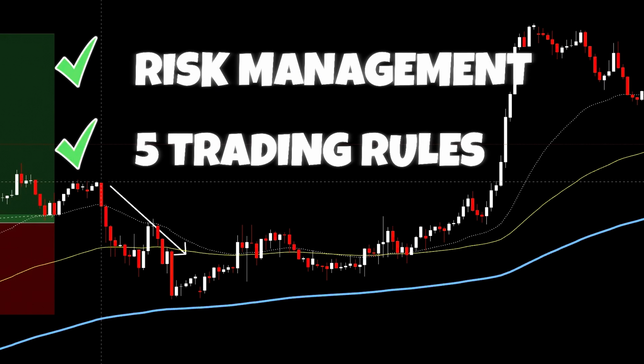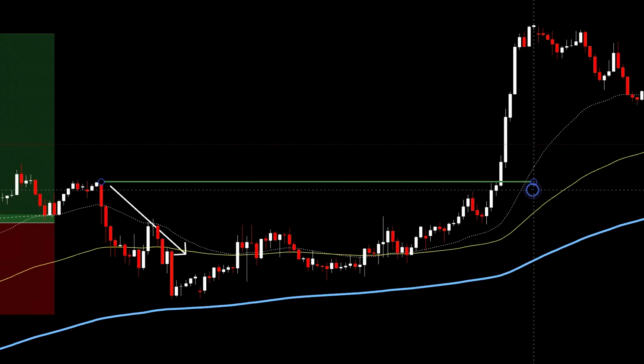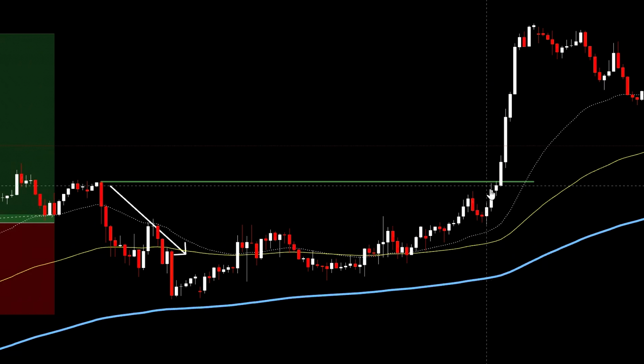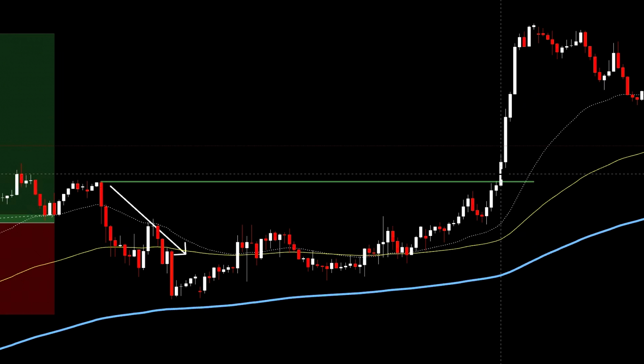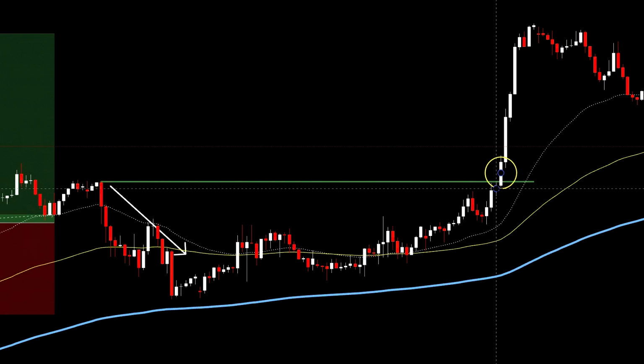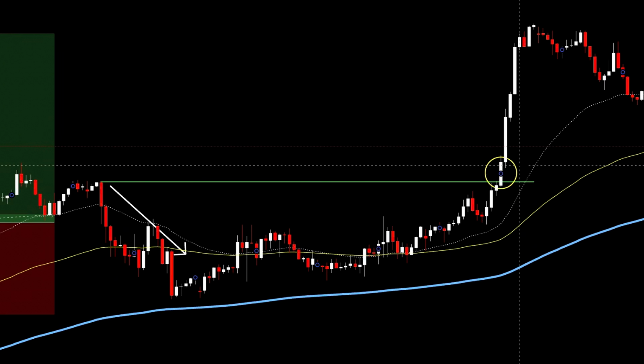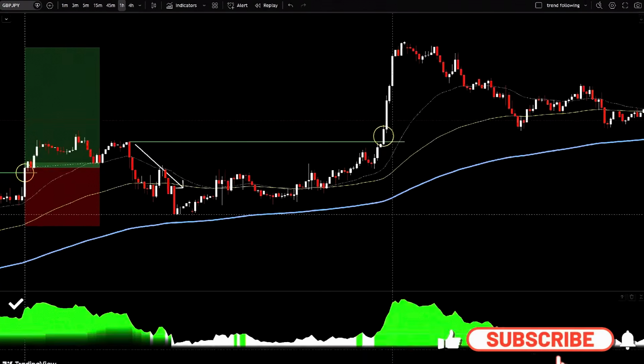No shortcuts. Most traders think more signals equals more money. It's the opposite, man. The fewer trades you take, the more precise each one is, and the longer you actually survive in this game. Trend first, signal second, risk always.